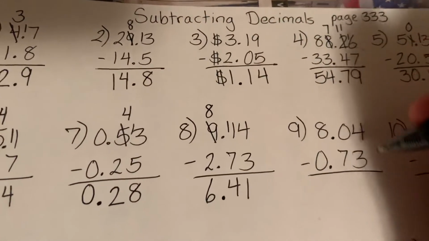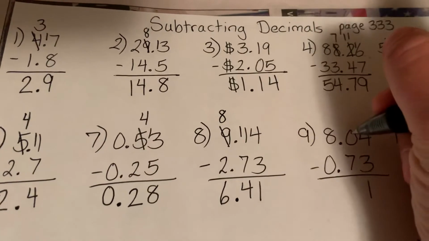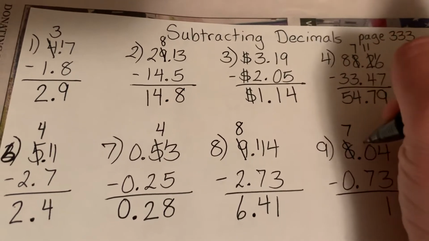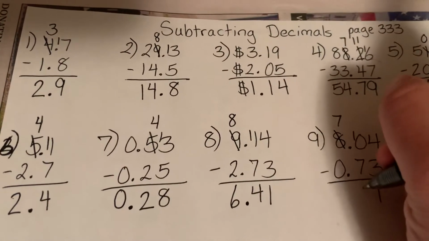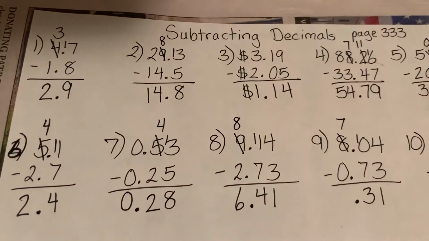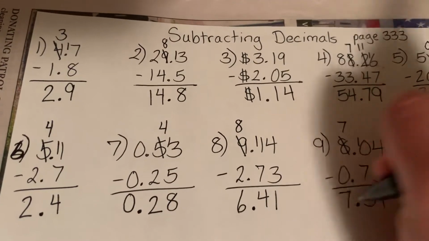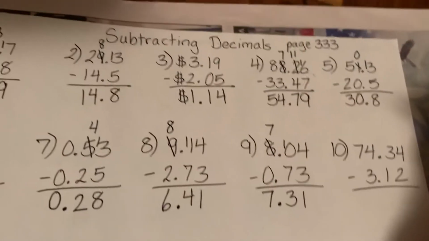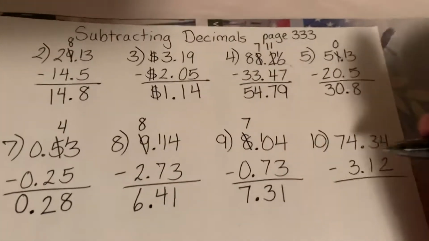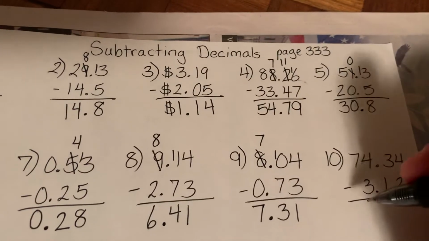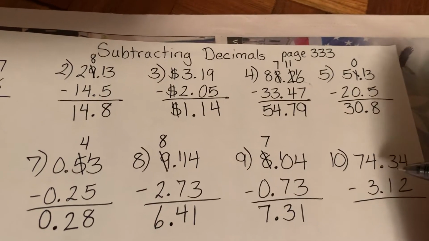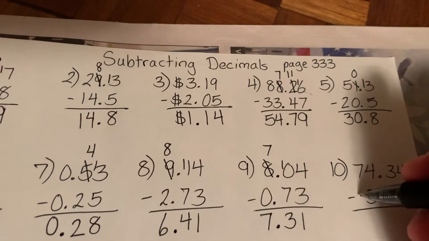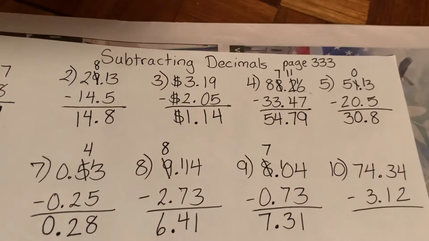Number 9, 4 minus 3 is 1. You cannot do 0 minus 7, so borrow from the 8, make it a 7. 10 minus 7 is 3. Bring down the decimal. 7 minus 0 is 7. So your answer is 7.31 or 7 31/100. 74.34 minus 3.12. This one's really important to have your numbers lined up, because if you scoot that 3 over under the 7, it's going to mess up your answer.